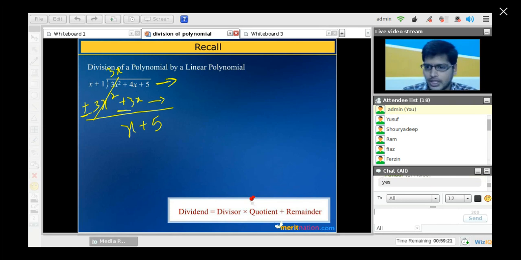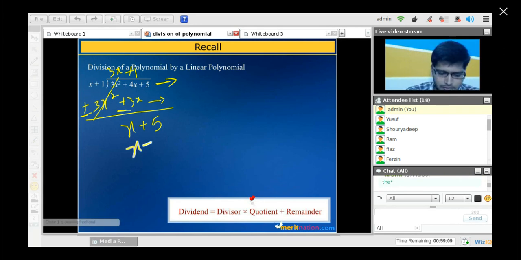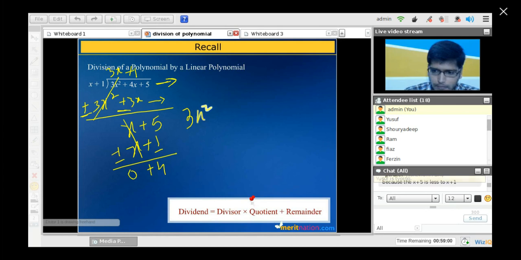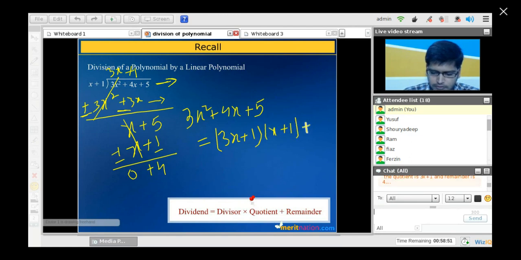divisor. Okay. Now, yes, we'll come to the degree and all those things. Don't worry, Akshat. The power of the divisor, everything will come to that. I'm just explaining in a normal division method. Now, if you observe x plus 1, and again I'll change the signs over here, such that x minus x is 0, 5 minus 1 is plus 4. So now I can write this as 3x squared plus 4x plus 5 is equal to 3x plus 1 into x plus 1 plus 4.